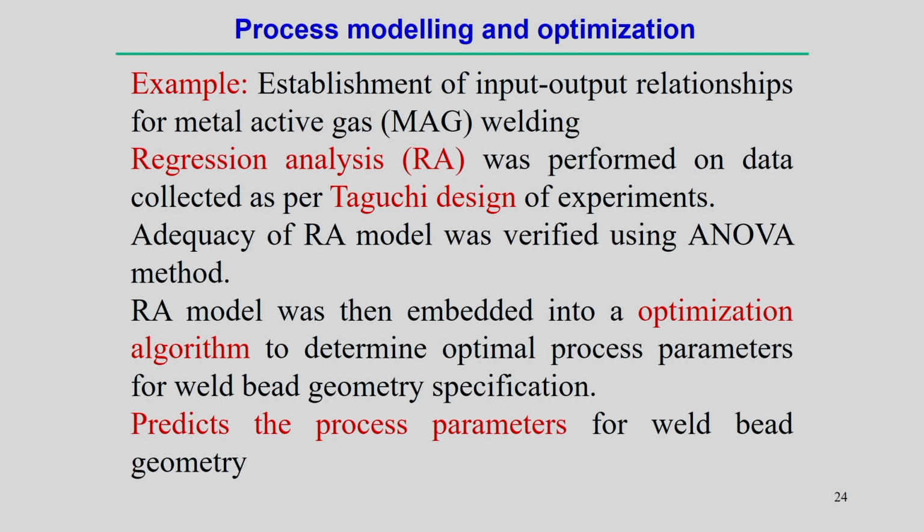In these cases, for weld bead geometry specification, suppose we can get the input parameters for the MAG welding process, and we can link them with the weld bead geometry specification. To achieve a particular geometry, what should be the input parameters, that can be determined using some kind of optimization algorithm process.